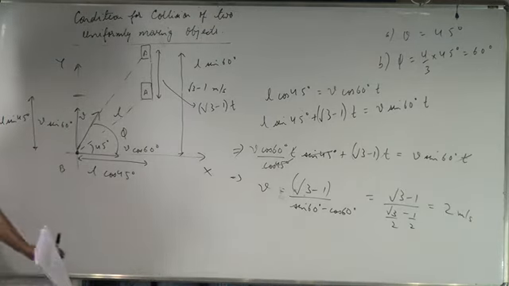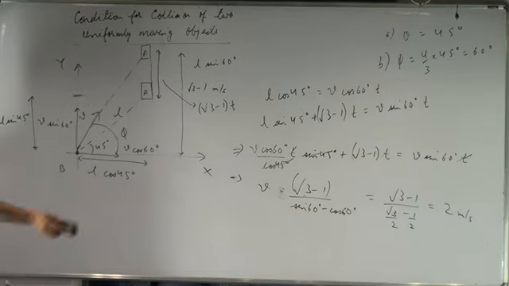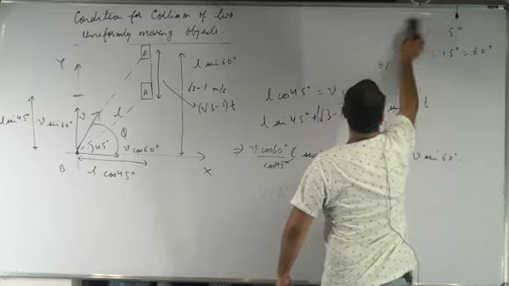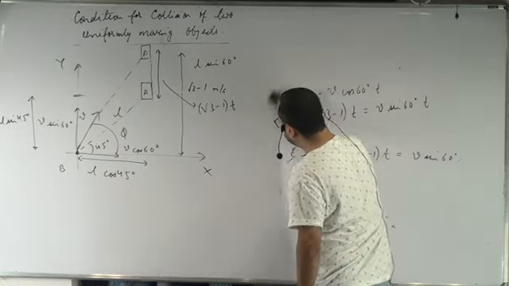If two particles are uniformly moving and they collide, the relative velocity should be along the line joining the two particles. That's it. Is that clear? Can I rub this off? Okay, but we have studied relative velocity, haven't we?